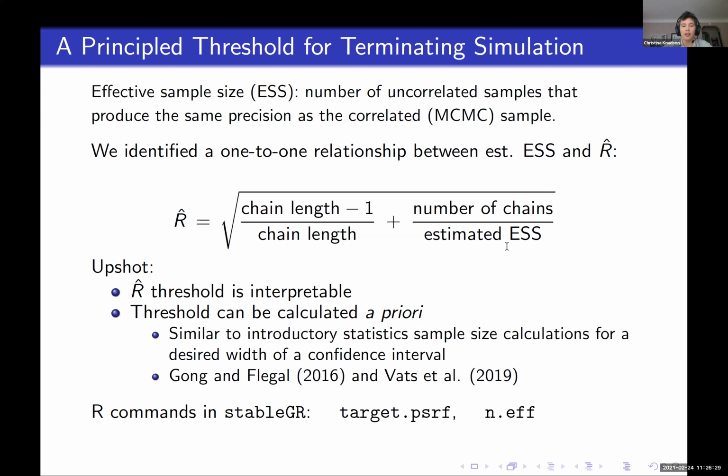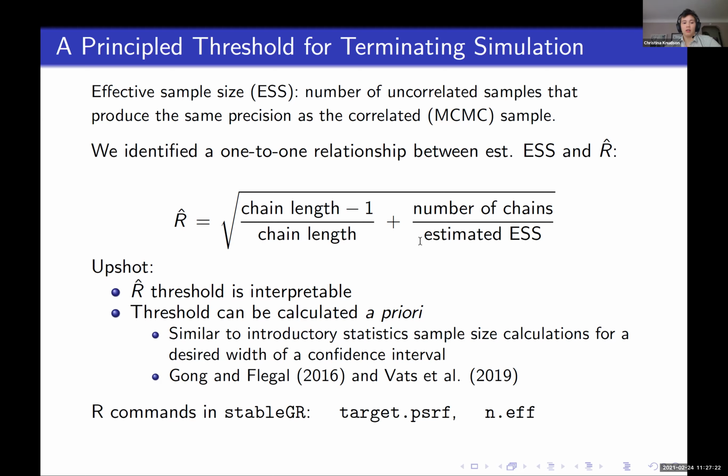This is pretty similar to an intro stat class, where you ask your students, okay, if I want a confidence interval that's no wider than whatever width, what sample size should I use? This is pretty similar to that, and there's already research about calculating this effective sample size. So we leveraged that research on calculating estimated effective sample size and used that to, before anyone does any sampling, calculate the target R hat threshold. So now before you sample, you can figure out what our threshold for terminating the simulation will be. What is this R hat that we're going to use in order to have a large enough estimated effective sample size?